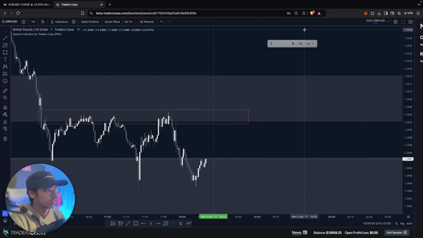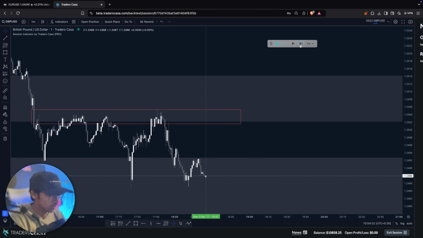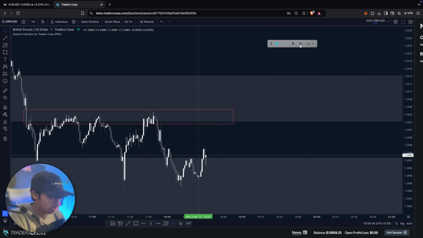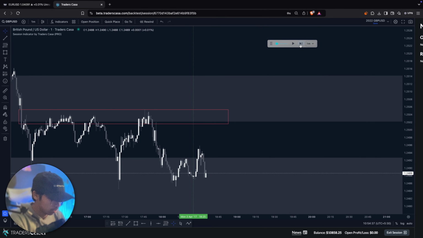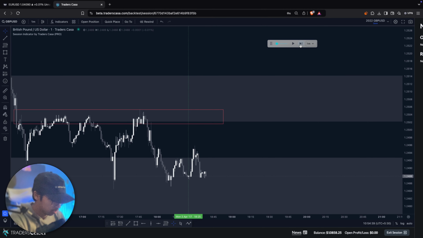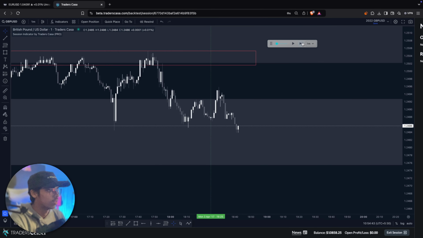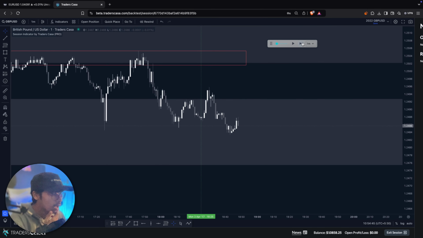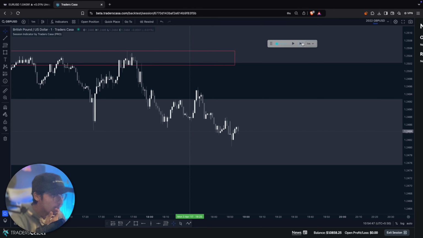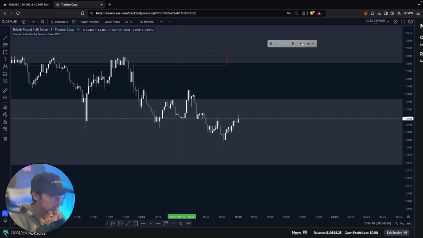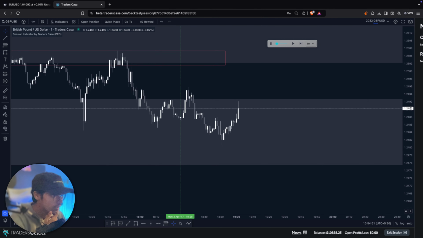Again, there are some equal lows that have been created. Let it take out. Okay, fine. Now they got taken. Let's see if it changes the market structure or not. Okay.